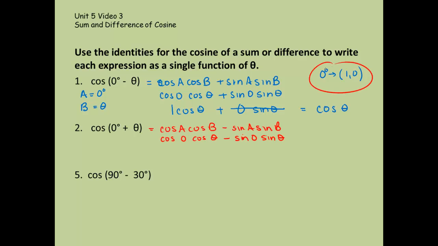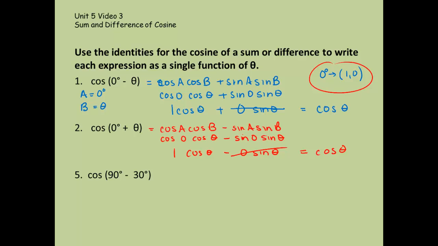Well, I'm still using 0 degrees here and I don't know what theta is, so I will end up with 1 times the cosine of theta minus 0 times the sine of theta. So this one ends up turning out to be exactly the same, cosine of theta. So let's try something that might look a little more interesting. I'm skipping numbers 3 and 4. I want you to try those on your own on the worksheet.